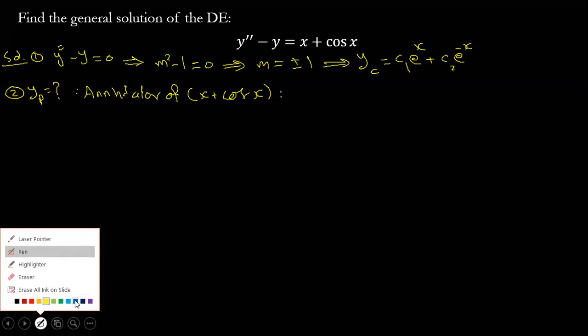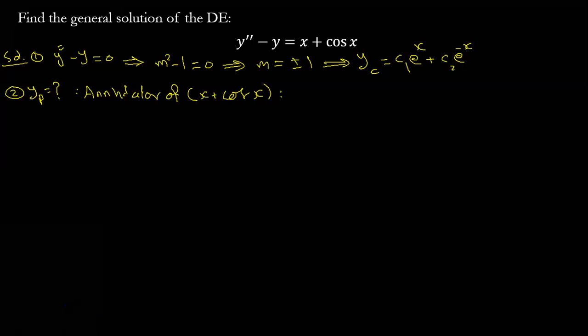I'm going to use the blue marker now to find the annihilator. D plus 1? D plus 1? No. Or power 2? Also no. Look, how to find it easily. Let me check the annihilator of x. Do you know the annihilator of x? D squared.